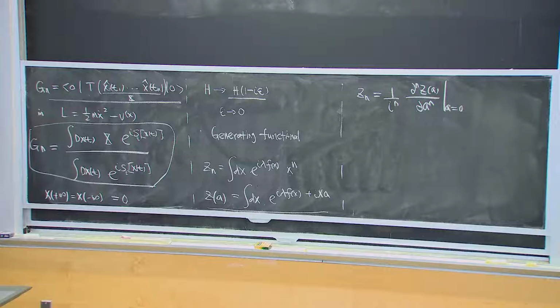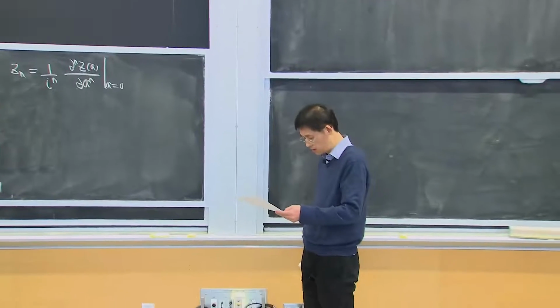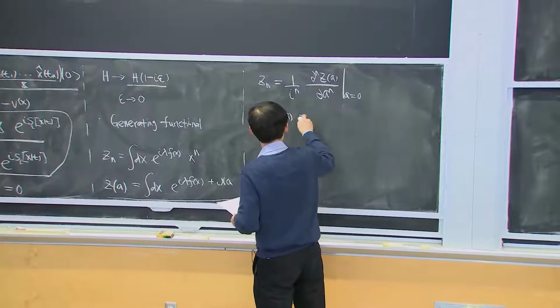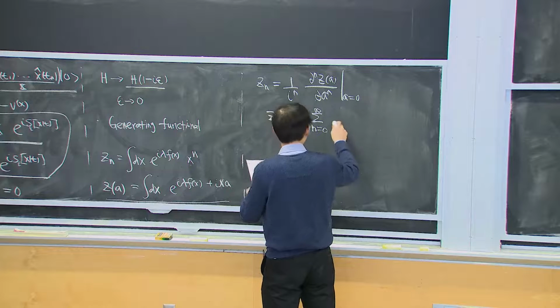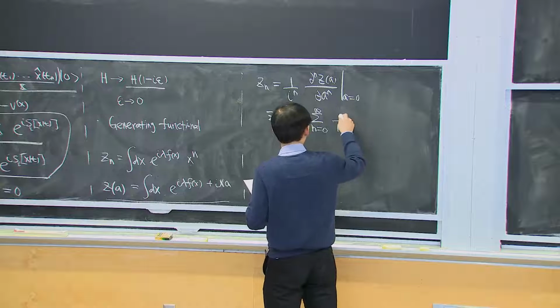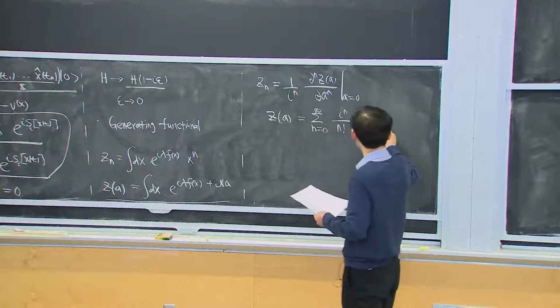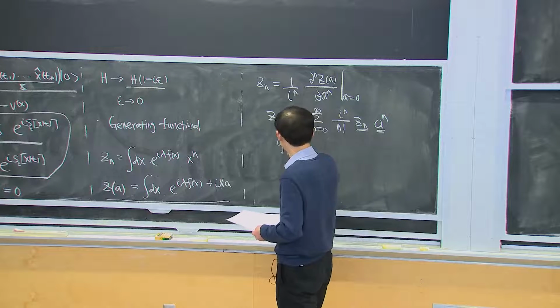So if you know how to compute Z(a), you only need to take derivatives to get Zn. Taking derivatives is much easier than doing integrals. In other words, we can also expand Z(a) in terms of a power series in a, and then Zn would be the coefficient for a to the power n. Good. So we call this Z(a) the generating function.